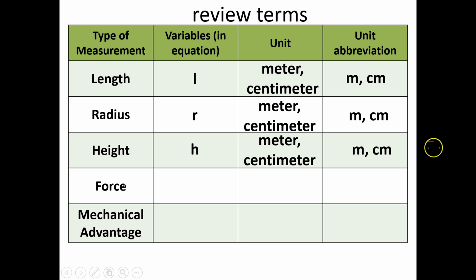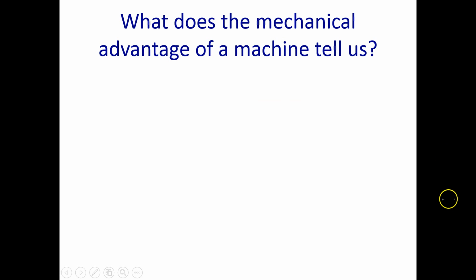Force is another type of measurement that you might use when you're calculating mechanical advantage. Force is a capital F in an equation. It's measured in newtons, and the abbreviation for newton is a capital N. Finally, we are also taking a look at mechanical advantage. The variable for mechanical advantage is capital M, capital A, and it does not have any units. So let's take a look at some equations.